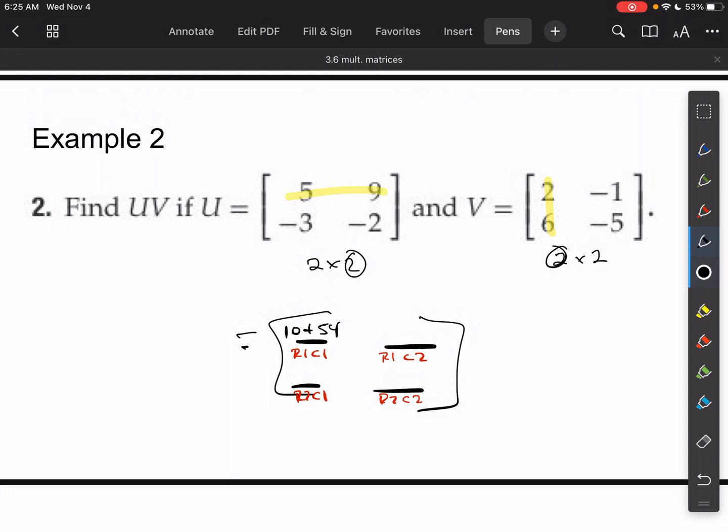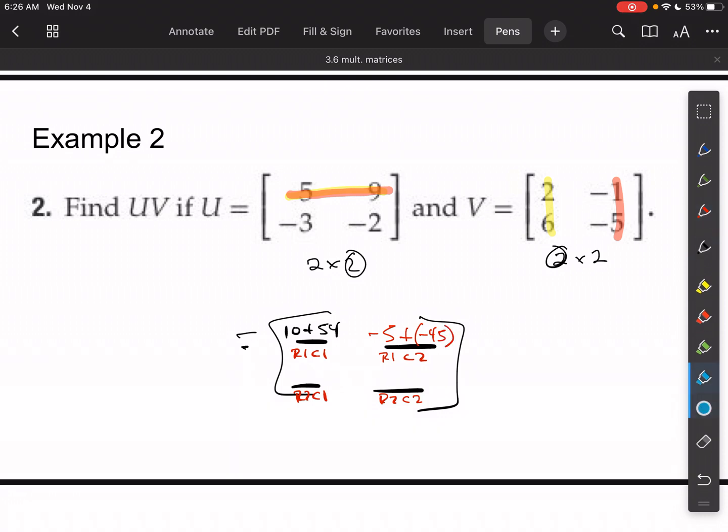And then we'll highlight here in different colors so we don't get messed up. We have row 1 times column 2. That's row 1 of the first matrix times column 2 of the second. Okay, so now let's do that math. We're just following the red. We have 5 times negative 1, which is negative 5, plus 9 times negative 5, which is negative 45.